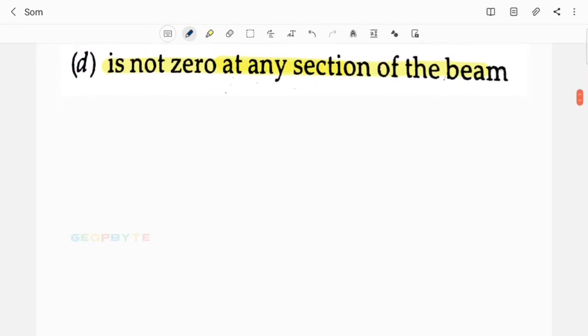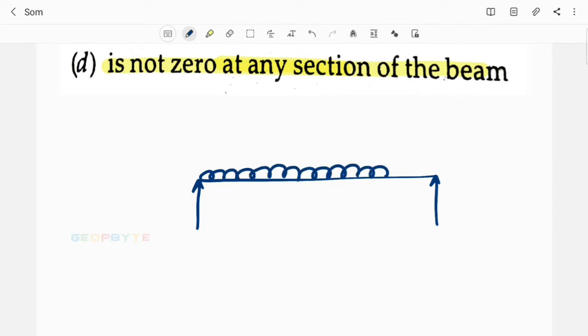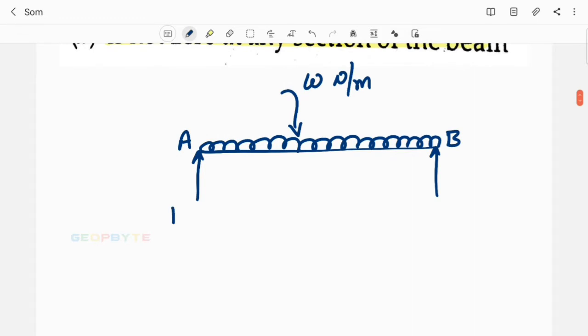The simply supported beam with UDL, uniformly distributed load, may be like this. This is the simply supported beam, and the uniformly distributed load is represented like this. The magnitude is W, which is in Newton per meter. A be the one support, B be the other support. Let the reaction at A be RA, reaction at B be RB. The length of the beam is L.